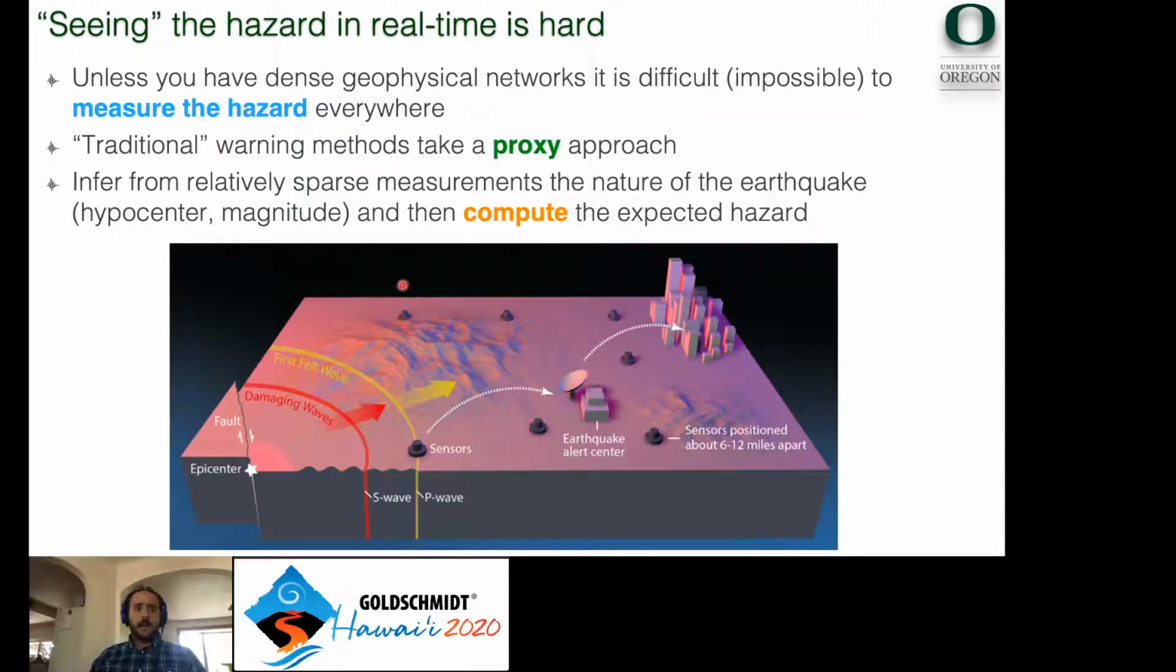tsunami. Now, traditionally, unless you have dense geophysical networks, it is very difficult, if not impossible, to measure the hazard everywhere. And you can see that here. We have sensors at some discretized spacing, and seeing all the details of the shaking wave field that are occurring is impossible. As a result, the usual methods for earthquake early warning take a proxy approach where we try to infer something about the earthquake itself from these few sparse measurements, such as the hypocenter and the magnitude. And once we have a crude estimate of those parameters, we use those with some reduced physics approach to forecast what the shaking is going to be everywhere else. So that is what operates, for example, in the US today.